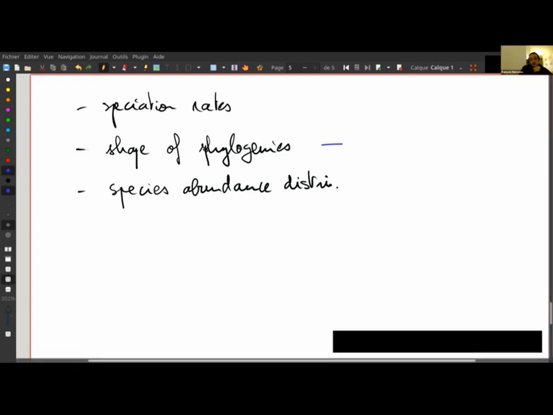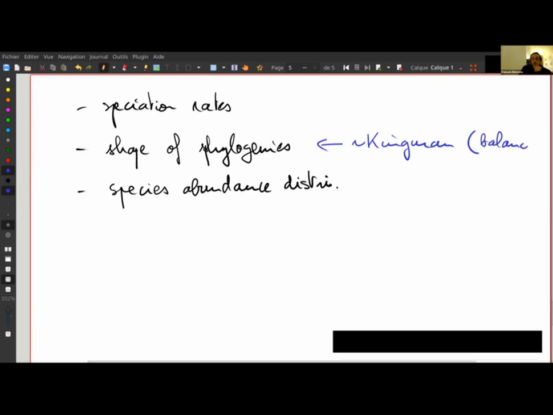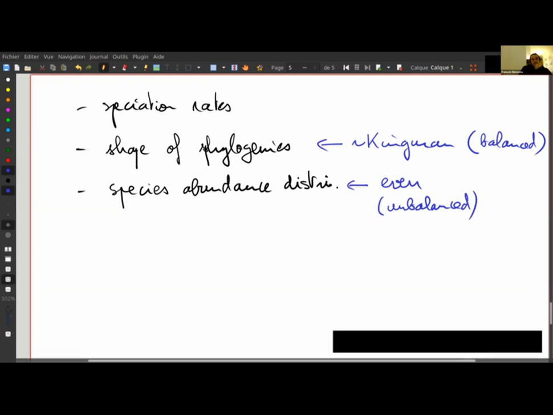So for instance, the shape of phylogenies in this model is going to look a lot like Kingman trees. So it means that it's very balanced, which is not very realistic from a biological point of view. Similarly, the distribution of the species abundance is going to be very even. And so that's, again, not very realistic, because usually species abundance distributions are very unbalanced. So superficially, it looks like the model is not very satisfying.